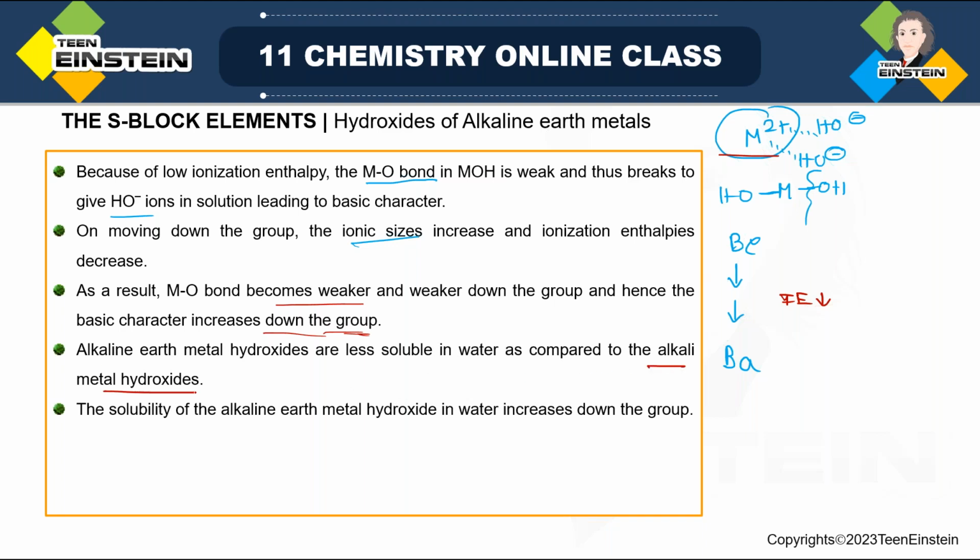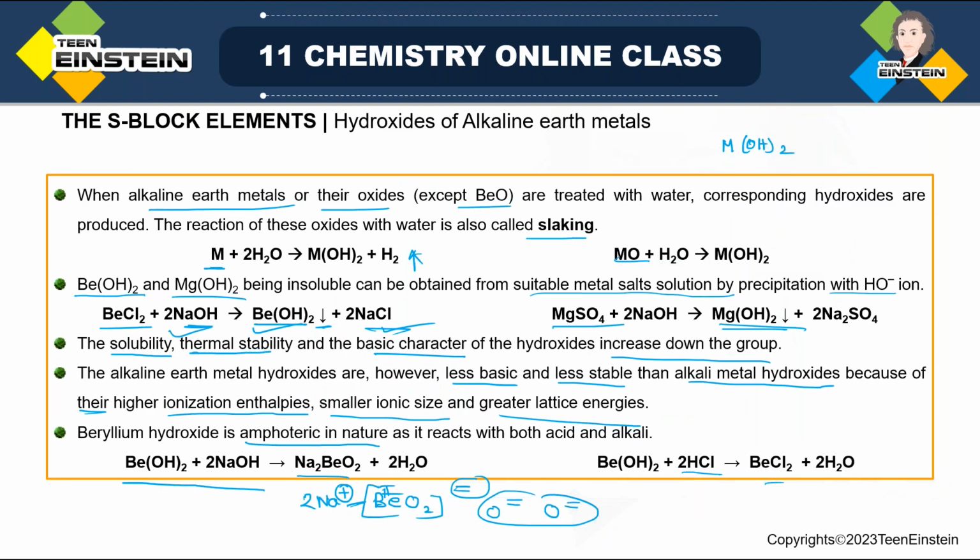Compared to alkali metal hydroxides like NaOH, KOH, now the hydroxides of alkaline earth metals, it is true they have some solubility, but they are less soluble in water compared to the hydroxides of alkali metals. And down the group, the solubility increases. Now this information we have already seen in the previous slide, that is solubility, thermal stability, everything shows a smooth increase down the group. That is the third point. Okay.